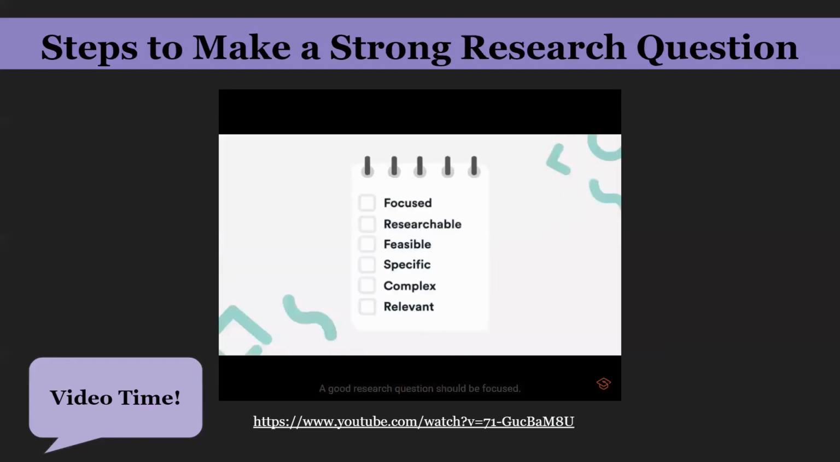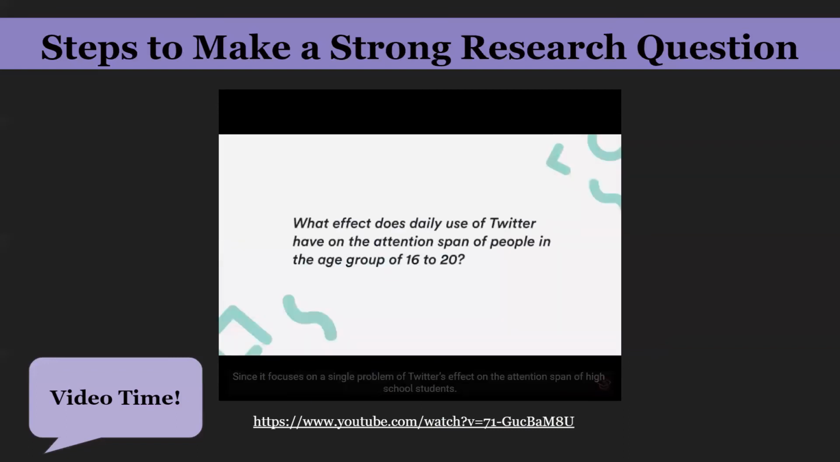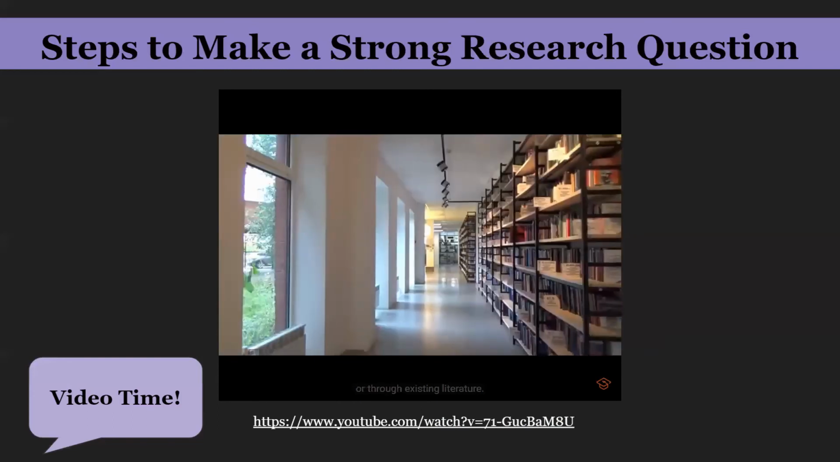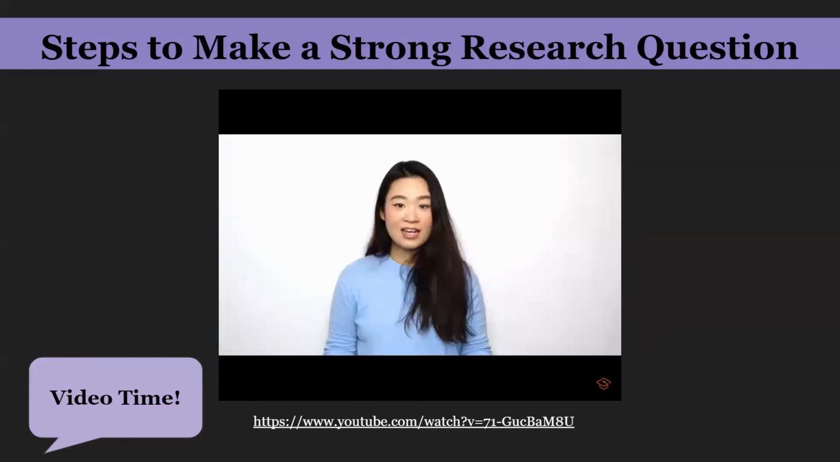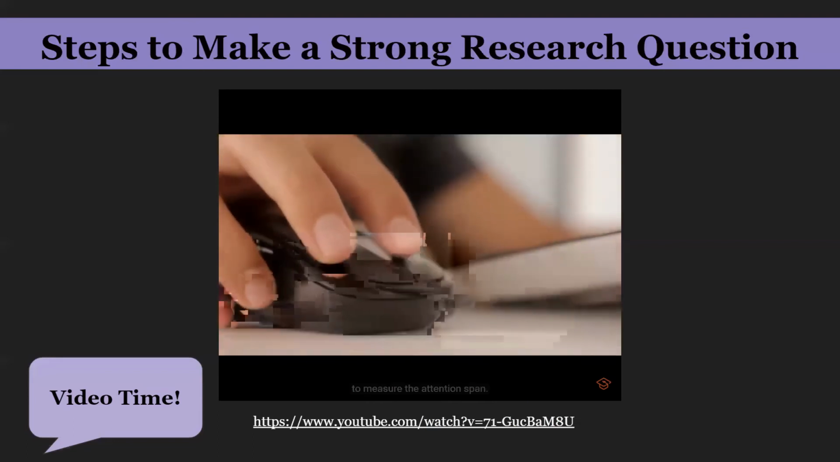A good research question should be focused. And focused it is, since it focuses on a single problem of Twitter's effect on the attention span of high school students. It should be researchable. That means the answer to your question can be found by collecting empirical data or through existing literature. In our case, we can go for a quantitative approach, like using eye tracking or mouse tracking to measure the attention span.